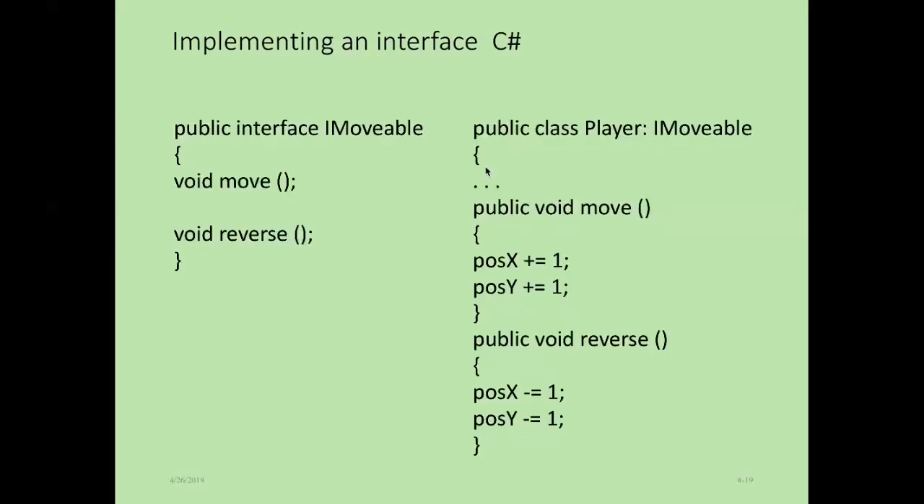For instance, this is another code snippet. It has a public interface, Movable, and it has two methods, move and reverse. And this is a C# example. In C# they use a colon sign, but in Java we use extends. What is it in Python?